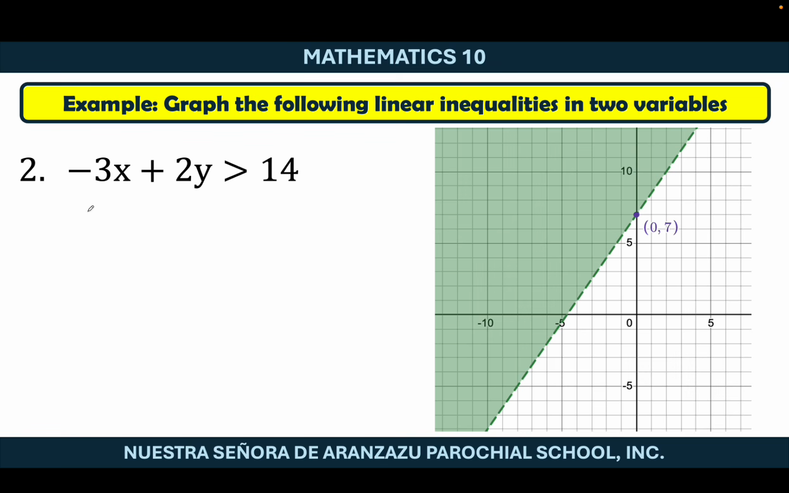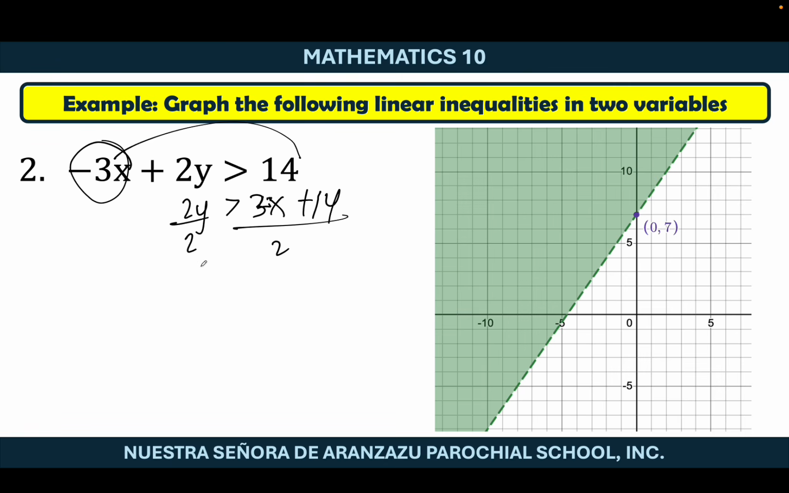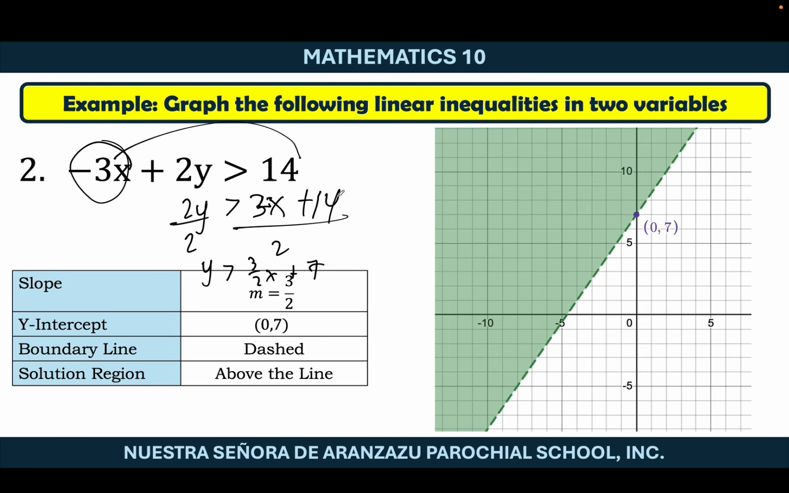Okay. This one naman, negative 3x plus 2y greater than 14. So, to write the slope-intercept form, so transpose to, so that will become 2y greater than 3x plus 14. So, then, divide both sides by 2. Okay, so dito, hindi siya mag-change ng direction, kasi hindi naman negative yung pinang-divide natin. So, positive yun. So, y is greater than 3 over 2x plus 14 over 2 is 7. So, ang slope mo dyan is 3 over 2. Then, ang y-intercept is 7.